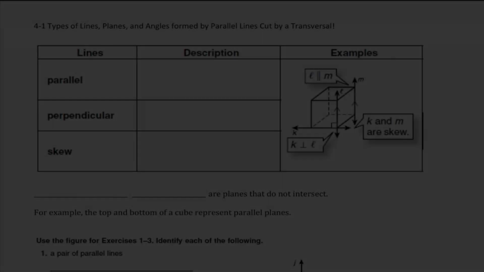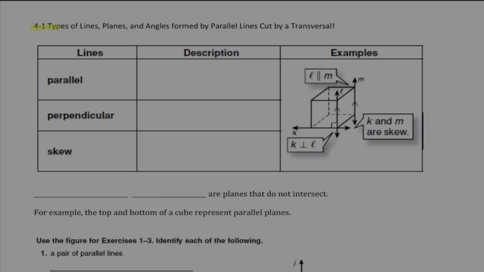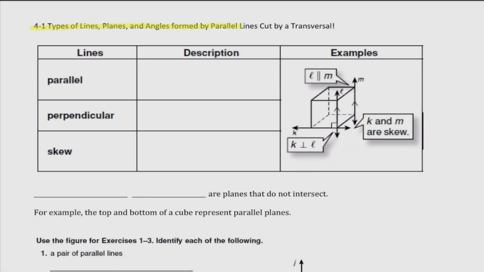Welcome back. We're going to discuss Lesson 4:1, types of lines, planes, and angles formed by parallel lines cut by a transversal. Parallel lines are lines that don't intersect and at the same time are on the same plane.